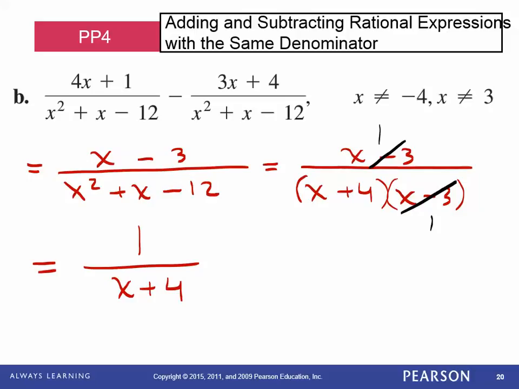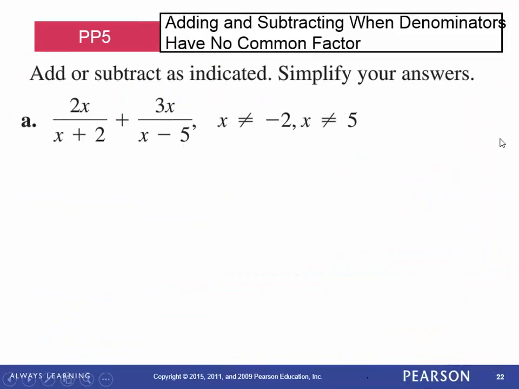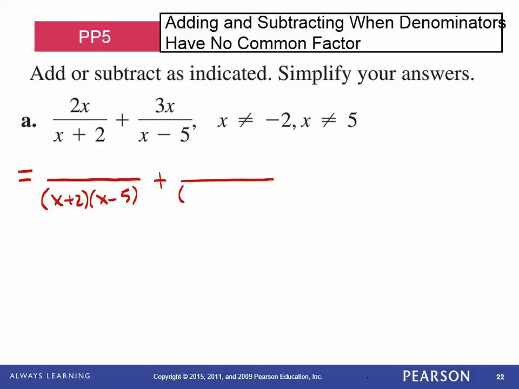Okay, the difficulty comes in when you don't have common denominators. That's not difficult, that's where the fun begins. So I'll let you guys try this one by yourself. Alright, let's go for it. Hopefully you got the common denominators. For the first fraction, x plus 2, x minus 5. Second fraction, there's the common denominator. So you got a multiplier of x minus 5 to get your common denominator for the first fraction.